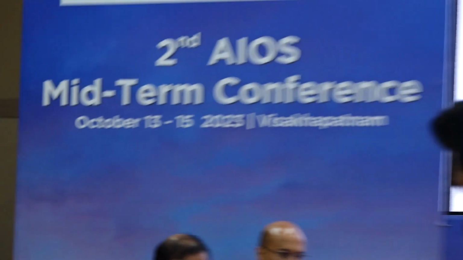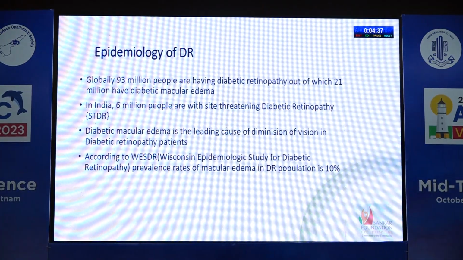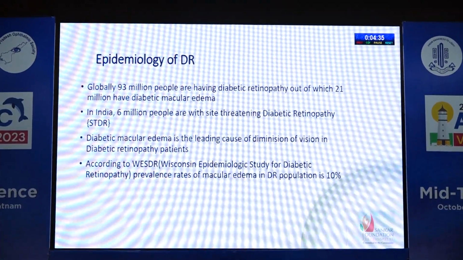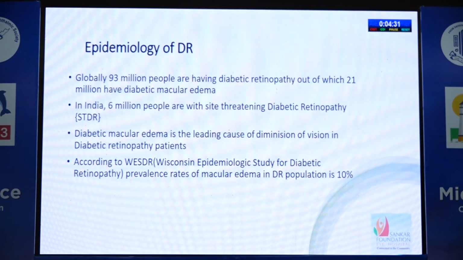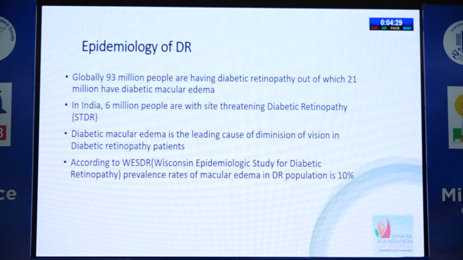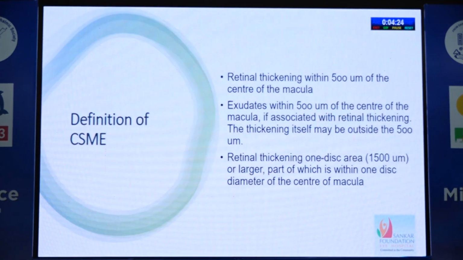Epidemiology of diabetic retinopathy. Globally, 93 million people have diabetic retinopathy, out of which 21 million have diabetic macular edema. In India, 6 million people have sight-threatening diabetic retinopathy, and diabetic macular edema is the leading cause of diminution of vision in diabetic retinopathy patients. According to WESDR, the prevalence rate of macular edema in the diabetic retinopathy population is 10%.